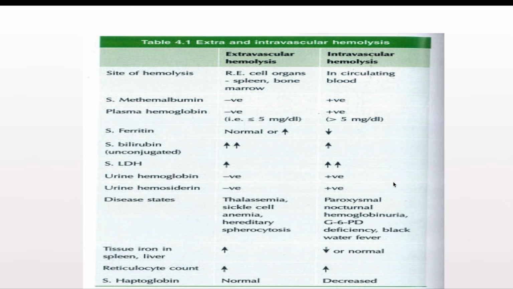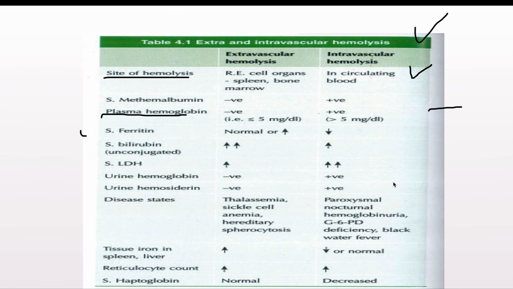Now going to the differences between extravascular and intravascular hemolysis. Firstly, the site of hemolysis. In extravascular hemolysis, the site is the reticuloendothelial cells, which are present in the spleen and in the bone marrow, mainly in the spleen. Secondly, intravascular hemolysis takes place in the circulating blood. Now going to the plasma hemoglobin. Plasma hemoglobin will be positive in the case of intravascular hemolysis.